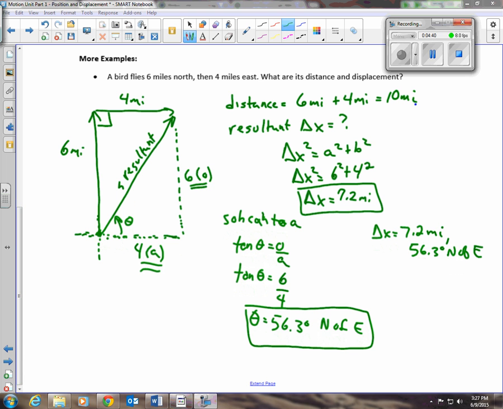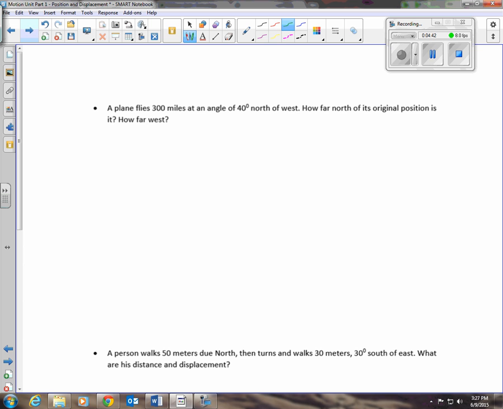Okay, at the top of the next page, we're going to kind of do the same problem backwards. A plane flies 300 miles at an angle of 40 degrees north of west. We want to know how far north of its original position is it and how far west. So I'm going to sketch this in here. My plane is going 300 miles at an angle of 40 degrees north of west.